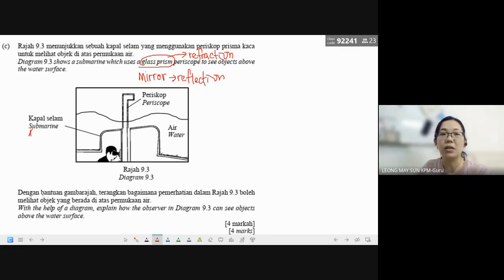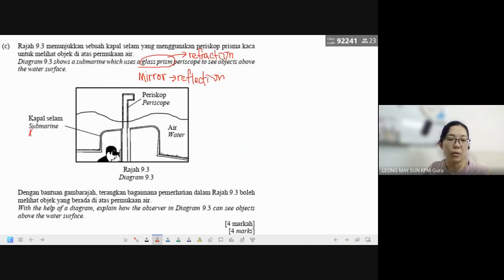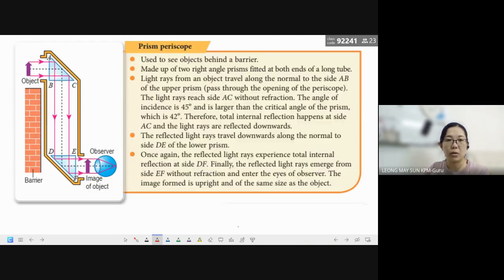How do you know it's total internal reflection? This is question C. You look back at question B. Question B is talking about the total internal reflection, so it is related. With the help of a diagram, explain how the observer in 9.3 can see the objects. This is 4 marks. This is a prism periscope that is taken out from your textbook, if I'm not wrong. So there are a few points over here that are inside your textbook, and there are 4 marks.